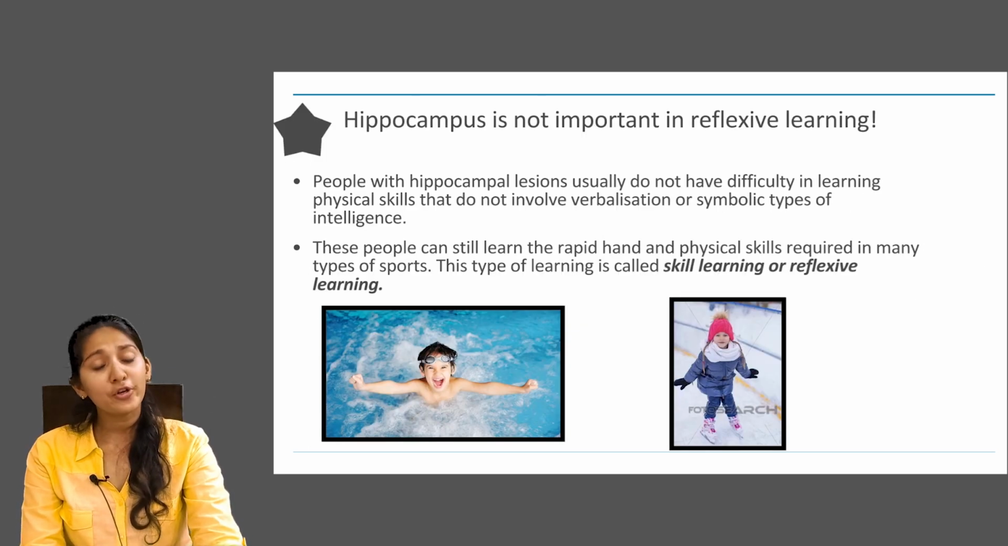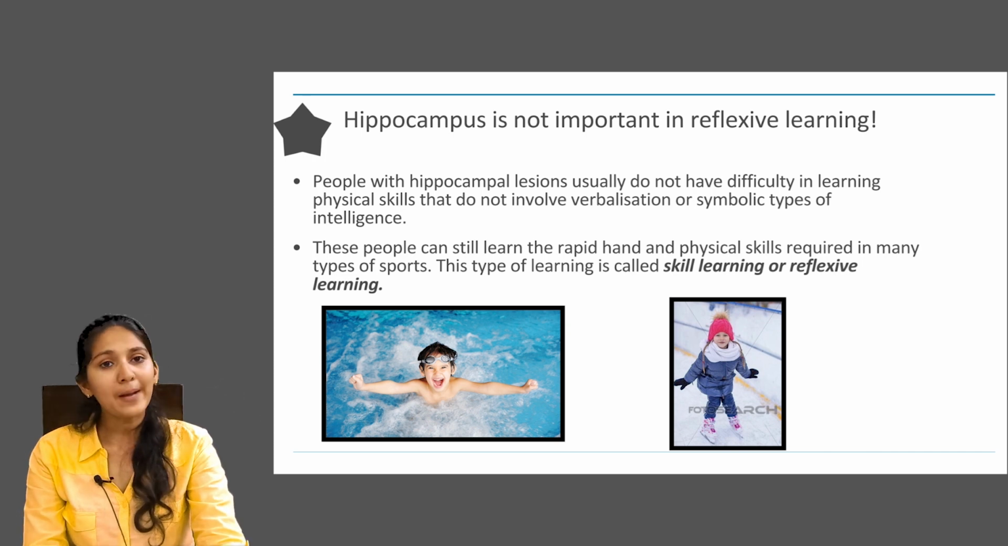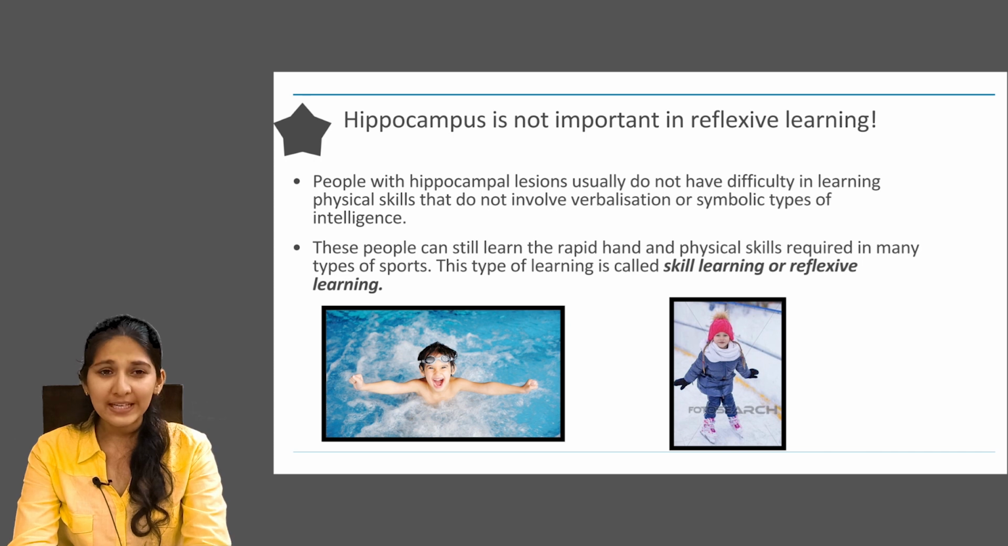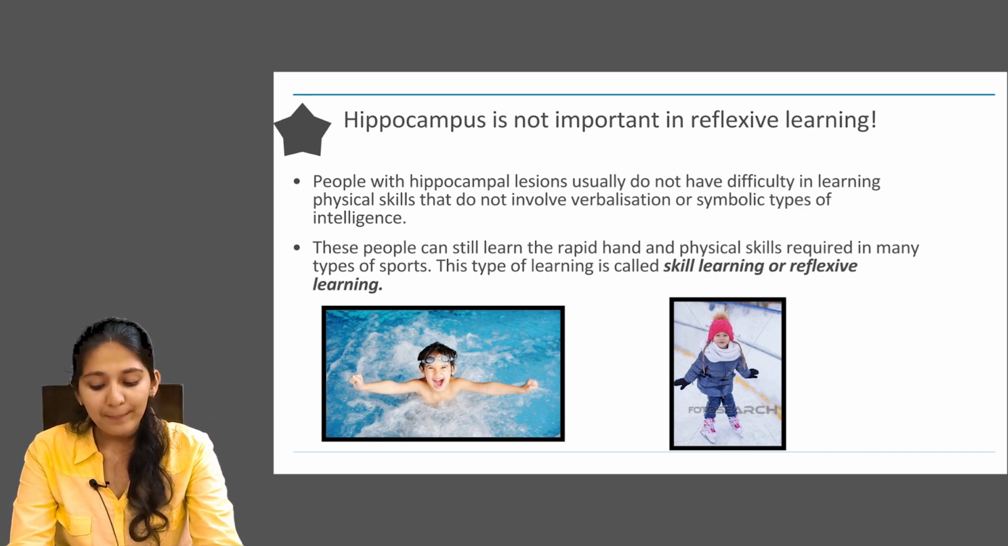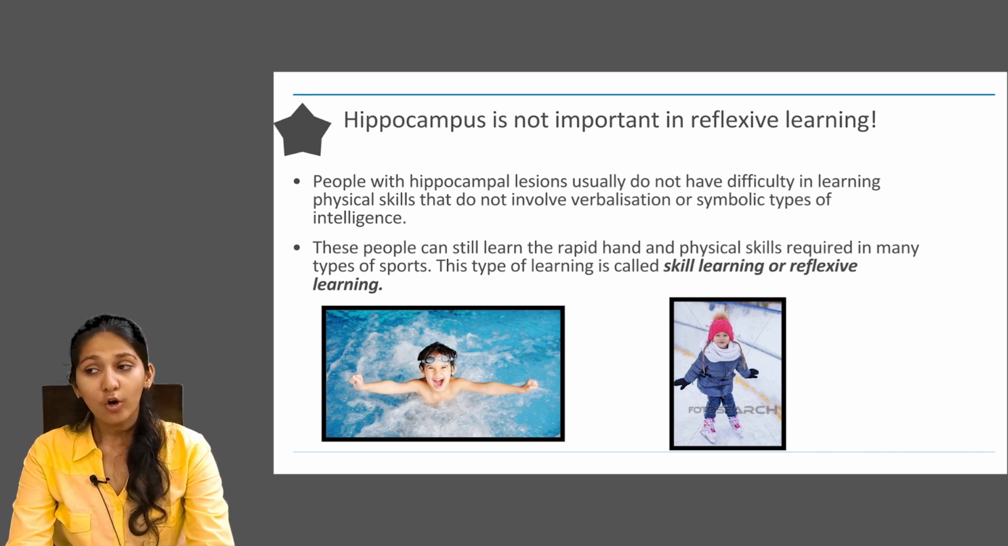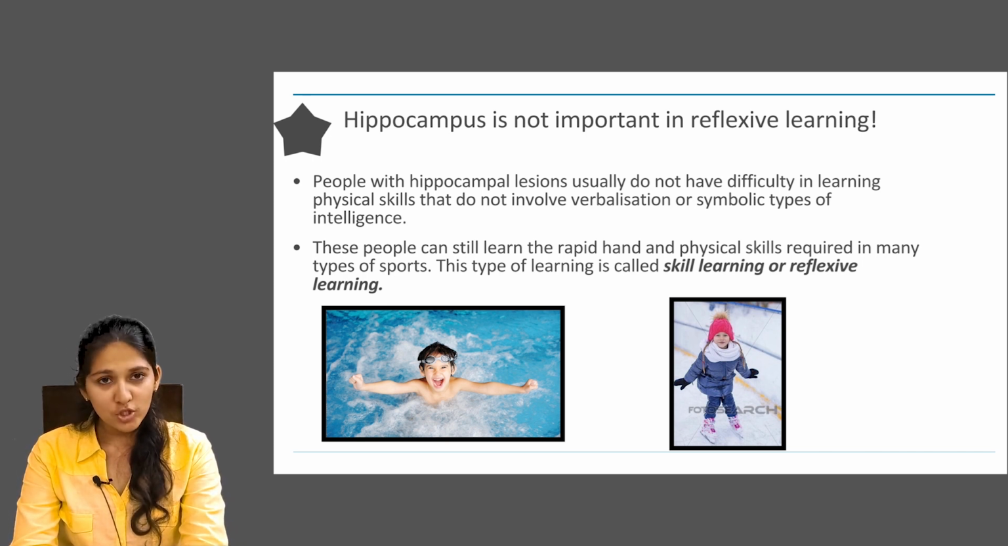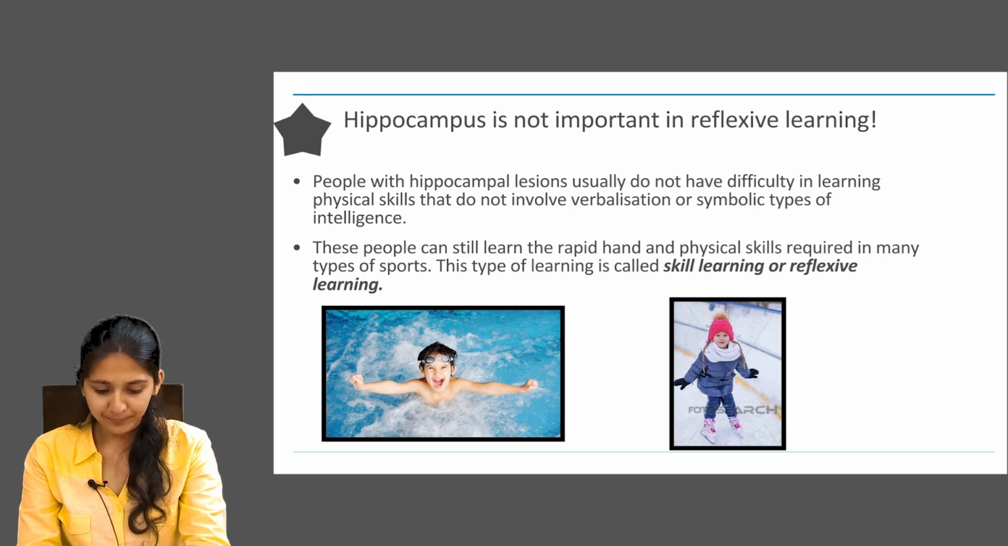Hippocampus is not important in reflexive learning. So, people with hippocampal lesions can learn certain types of physical or skilled movements which are known as reflexive or skill learning. People with hippocampal lesions will have difficulty in learning information which involves symbolization or verbalization, but not the information which involves physical or skilled movements like swimming, skating or any kind of sport.